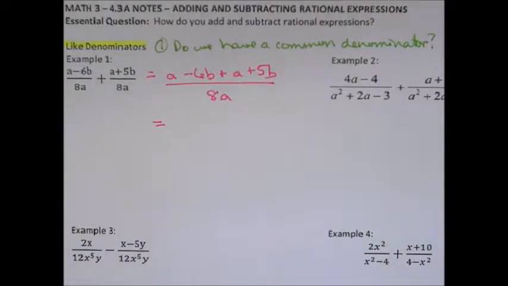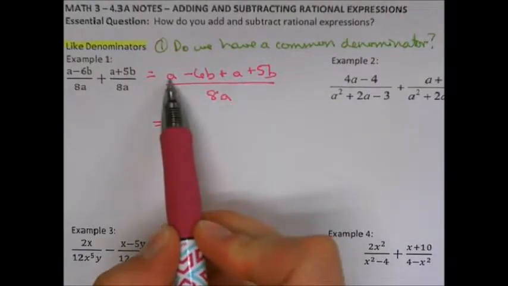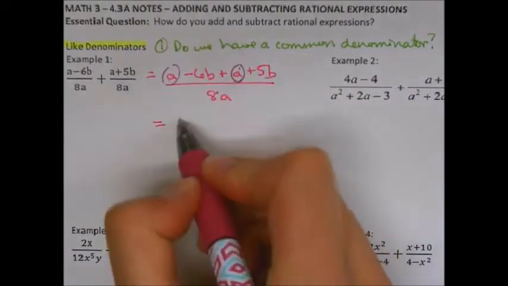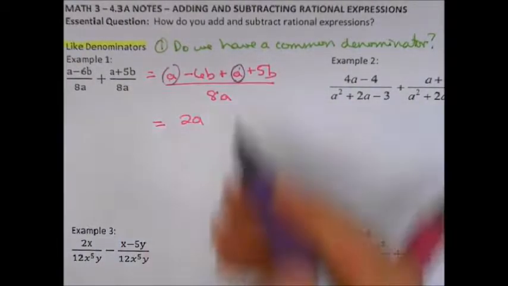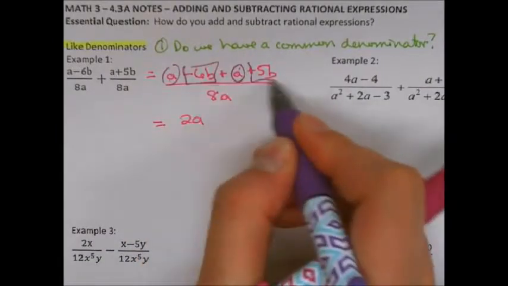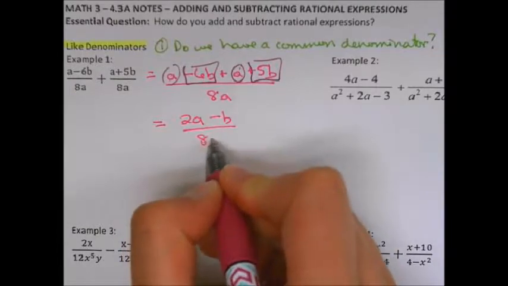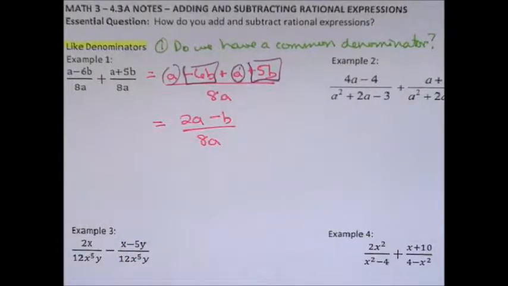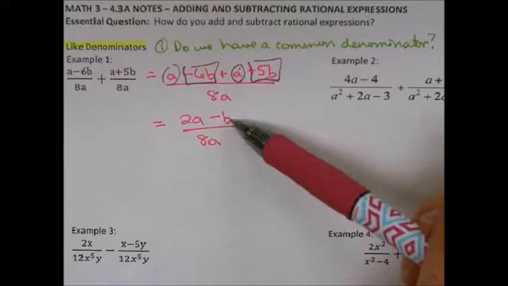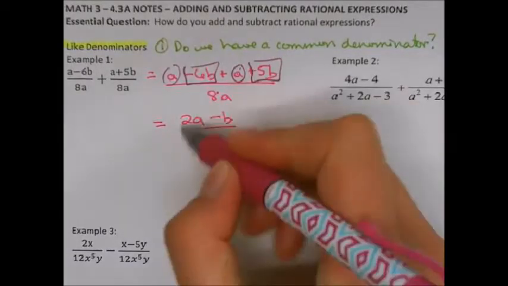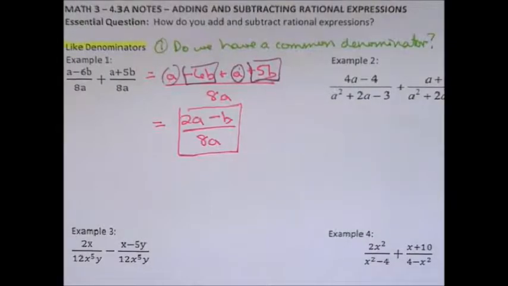Now I'm going to combine like terms. A plus a gives me 2a, negative 6b plus 5b is minus b, over 4a. Last step, let's check. Can we factor the top at all? No, we cannot. That is our answer.